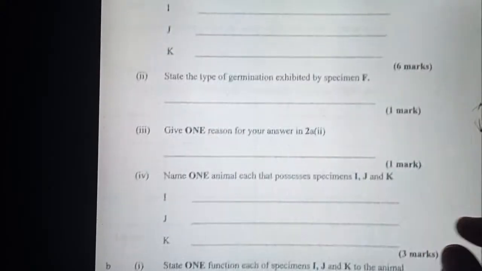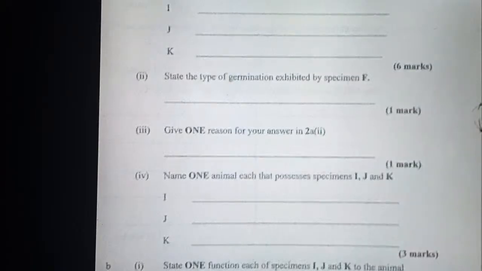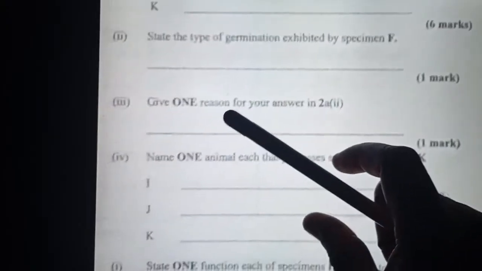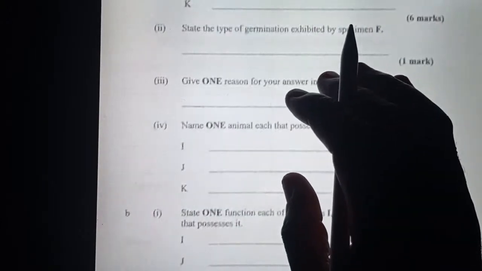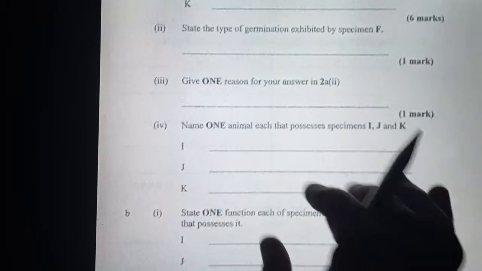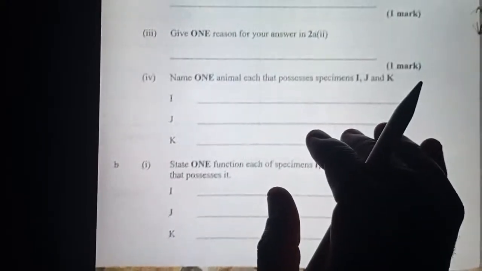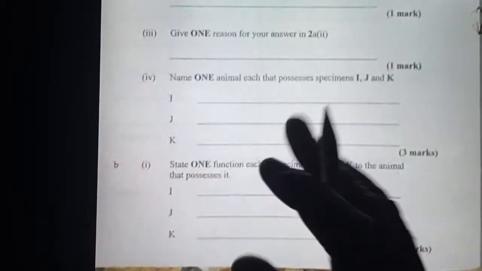Then name one animal each that possesses specimen I, J. There is no such. Okay, yeah, they can do that for humerus and femur. So you can just name any mammal. You can name any small mammal. Do you understand that? For femur and humerus, you just say rabbit or rat. Apart from that, no other specimen can be found in one organism. They say, remember, these questions are not the questions you will see, please.